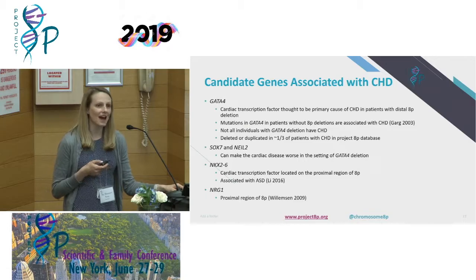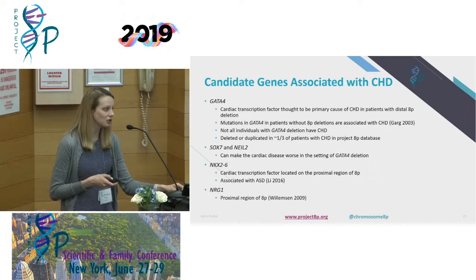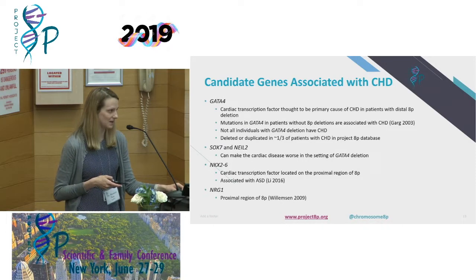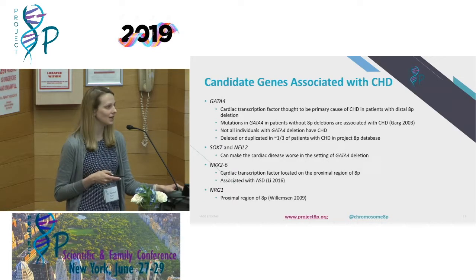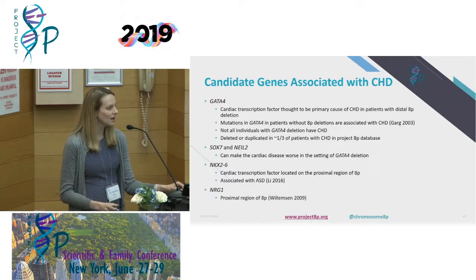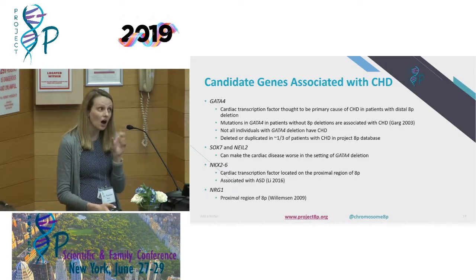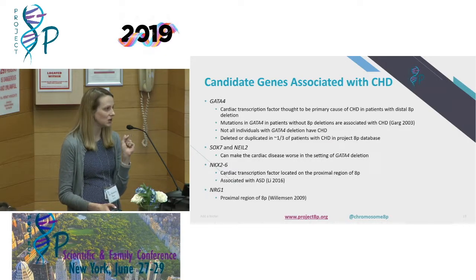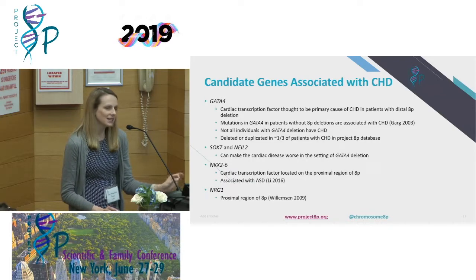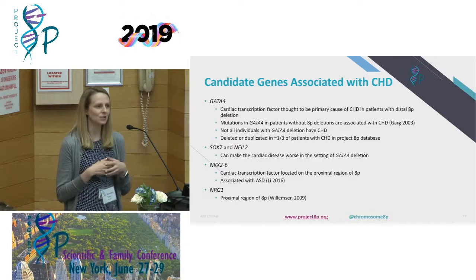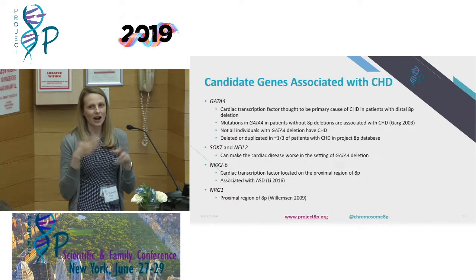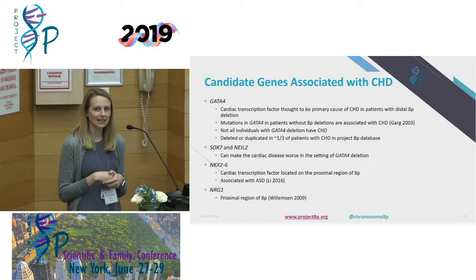So in terms of the actual genetics of congenital heart disease associated with 8P, as I said, it's not completely understood, but we do know some candidate genes. GATA4 is the most well-studied gene on chromosome 8P that's related to congenital heart disease, and it's a cardiac transcription factor, which means that as the heart is developing, it acts as a signal telling the heart how to develop normally. And so if it's missing or abnormal, it can lead to congenital heart disease.